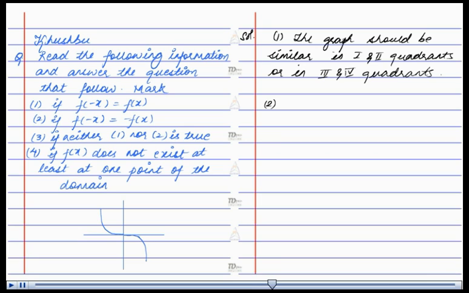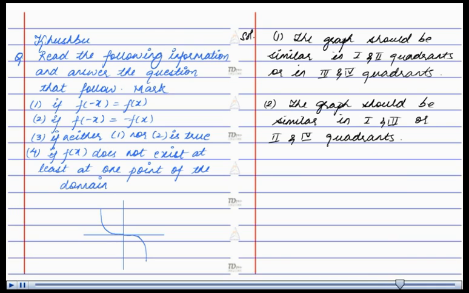Coming to second option, that is f of minus x is equal to minus of f of x, we have the graph should be similar in first and third or second and fourth quadrant. Here we observe that the graph is similar in the second and the fourth quadrant. Therefore, the correct answer is option number 2.